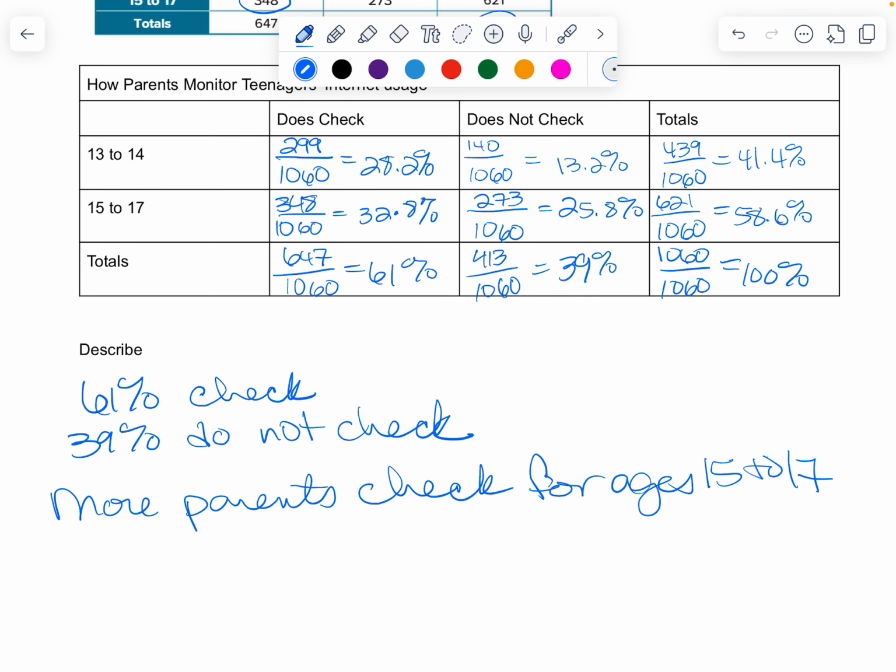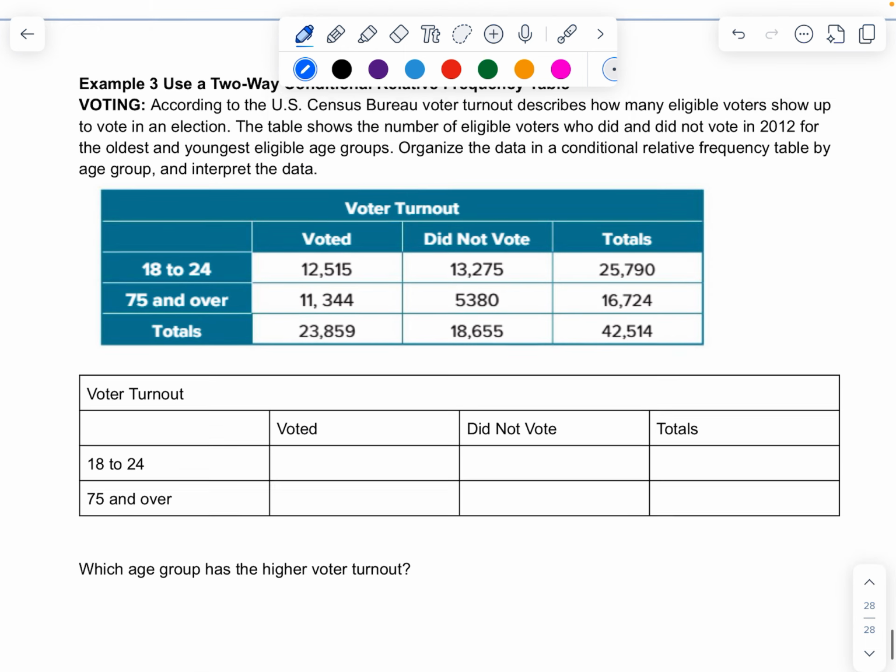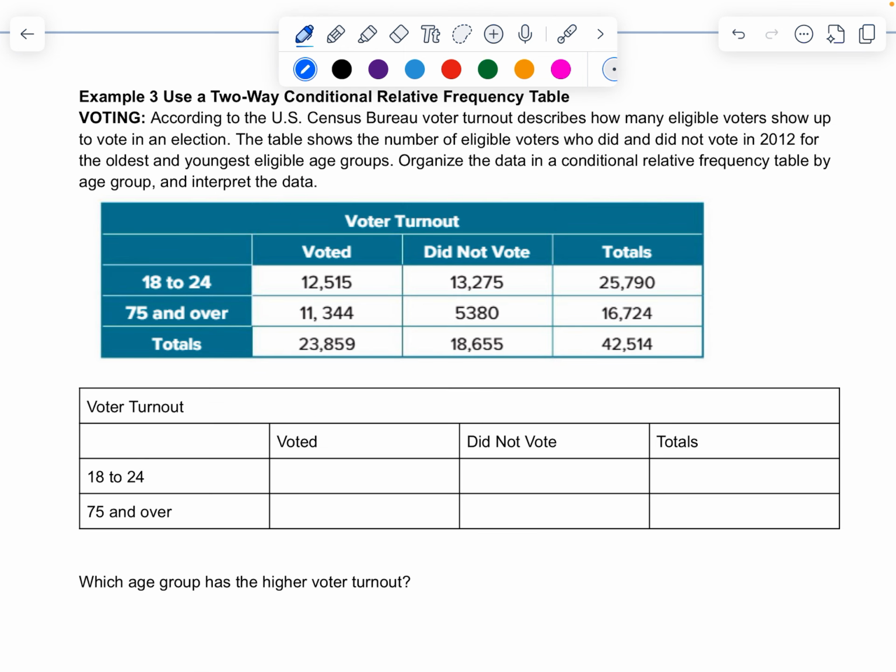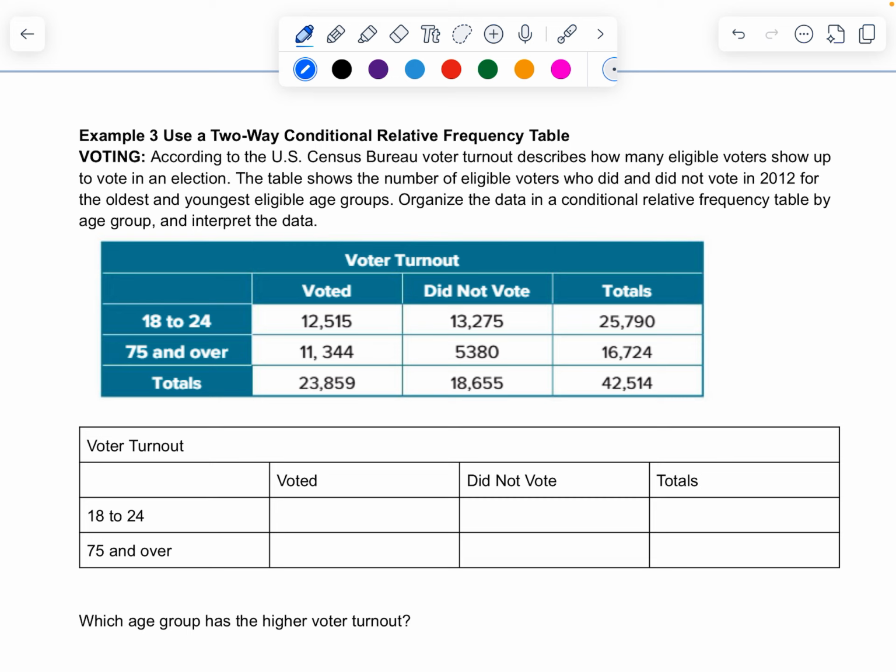So, there we go. So over here, we have voting. According to the U.S. Census Bureau, voter turnout describes how many eligible voters show up to vote in an election. The table shows the number of eligible voters who did and did not vote in 2012 for the oldest and youngest eligible age groups. Okay, so we're going to organize this data. I should have given you more space for this. That's okay, we'll figure it out.